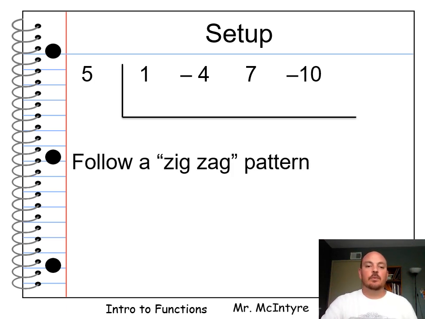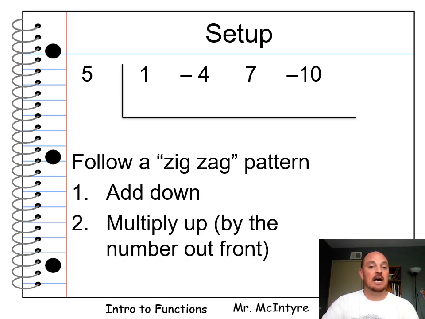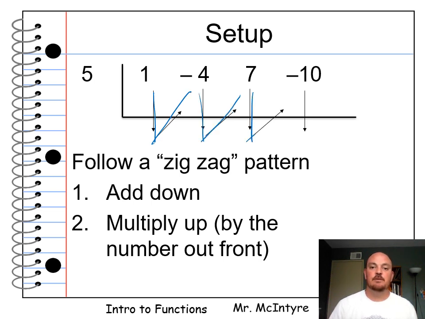So what we're going to do, we're going to follow this zigzag pattern where every time you're working your way down in the question, you add. And every time you're working your way back up, you multiply by the number out front. In this case, it's a positive 5. So it's down, back up, down, back up, down, back up, and down. So basically, it would work kind of like this. You'd start with the 1. The 1 would just kind of come down. And then it would be multiply by 5 and add, multiply by 5 and add, multiply by 5 and add. It's actually a pretty quick, simple question once you get used to it.